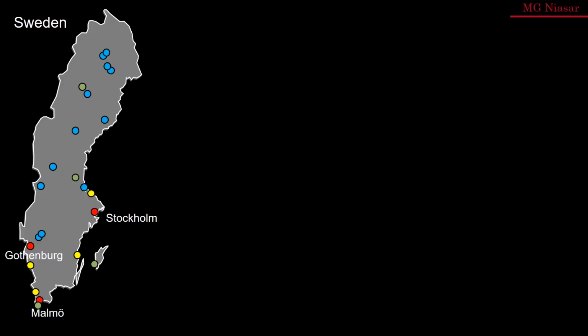Okay, so let us consider a country. Here I have the map of Sweden. The three red dots are the major cities of Sweden. We have Stockholm, Gothenburg, and Malmö. Approximately 25% of Sweden's population is located in these three cities.